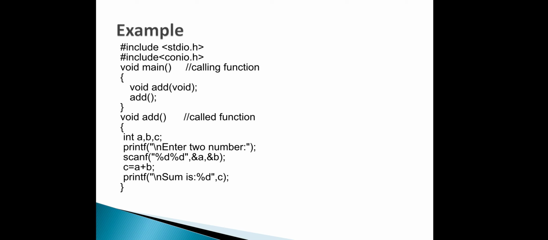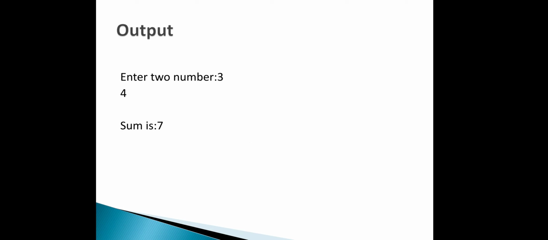When the control is transferred from the calling function to the called function, the a and b values are read, they are added, and then the result is printed on the monitor. When the return statement is executed, control is transferred from the called function to the calling function. That is, the called function is the add function and the calling function is the main function. This is the output of the program.